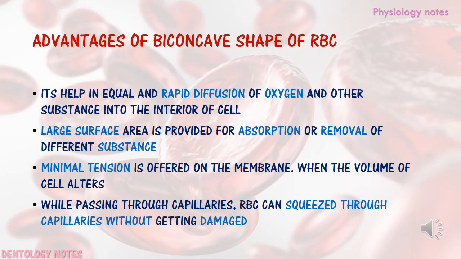Advantages of biconcave shape of RBC. It helps in equal and rapid diffusion of oxygen and other substances into the interior of the cell. Large surface area is provided for absorption or removal of different substances. Minimal tension is offered on the membrane when the volume of the cell alters. While passing through capillaries, RBC can squeeze through without getting damaged.